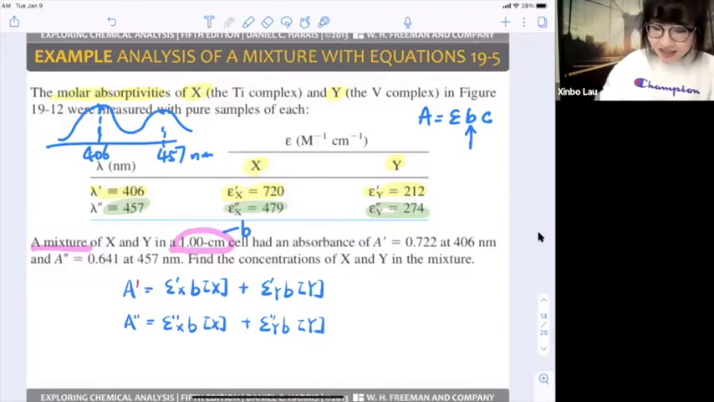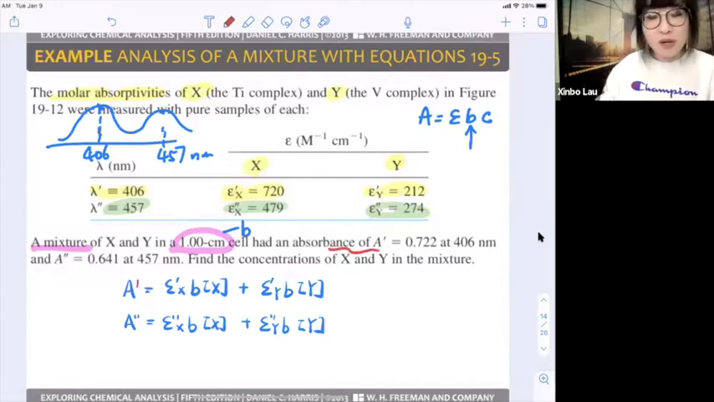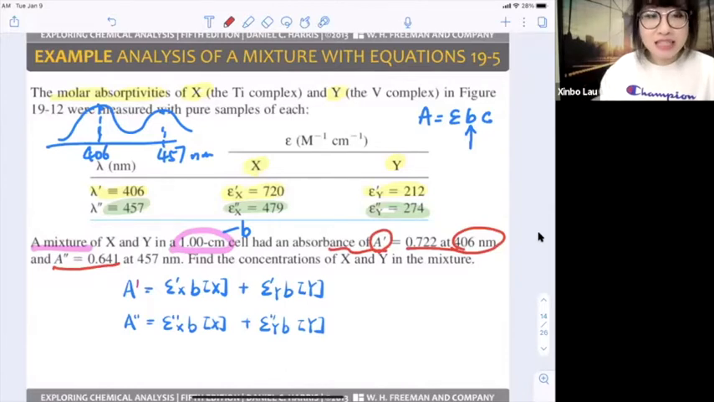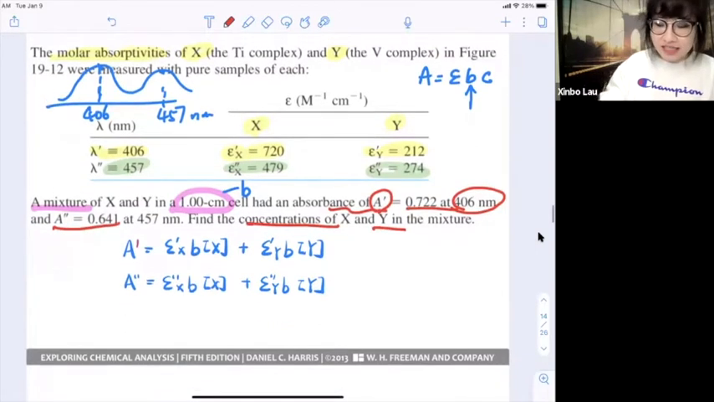So then you have absorbance A prime will be 0.722 at 406 nanometer, and A double prime will be 0.641 at 457 nanometer. And you're looking for the concentration of X and Y in this mixture. So you're going to plug your values into these 2 equations. Okay, so now let's see how I'm going to plug in the information.